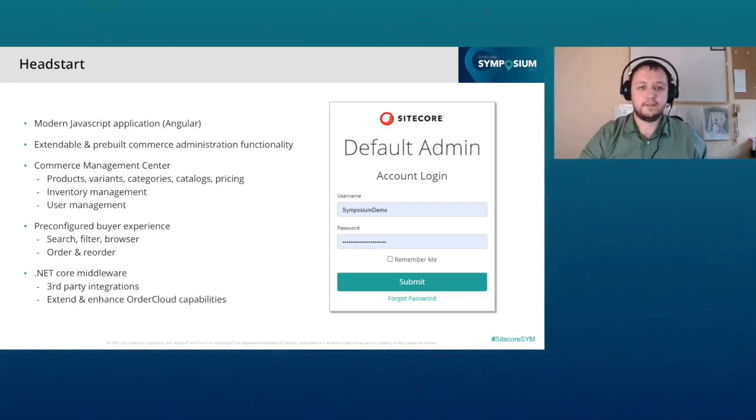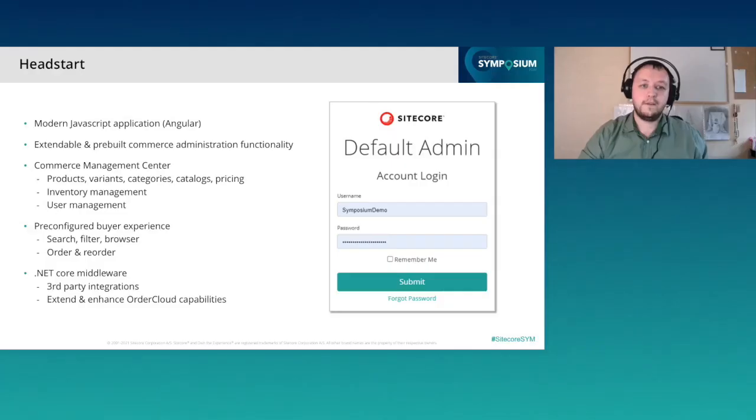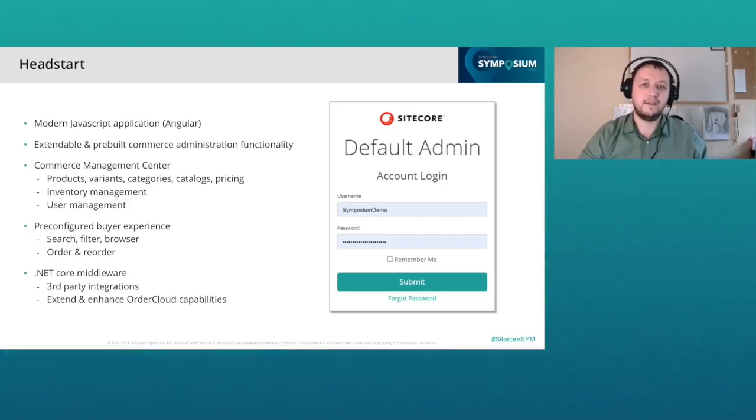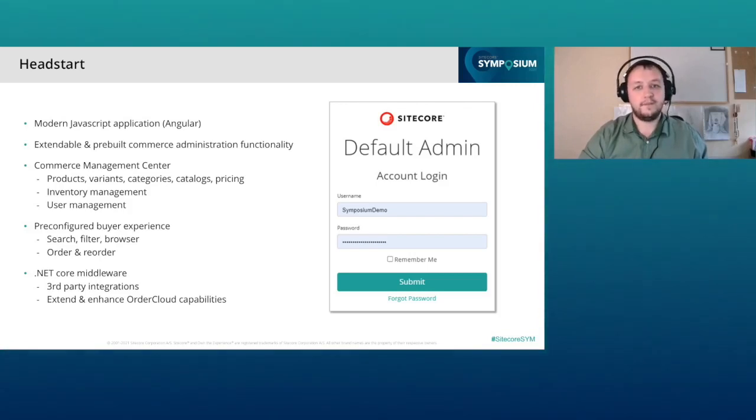Headstart also contains a second Angular application called the buyer site. This is the storefront, which is available for buyer users, where they can search for products, make orders, check out previous orders, manage addresses, and so on. It also contains a middleware application written in .NET Core. This demonstrates how to extend and enhance OrderCloud capabilities. It also contains a couple of third-party integrations, such as SendGrid for email sending and EasyPost for shipping estimates. Let's see some screenshots of the seller and buyer sites.